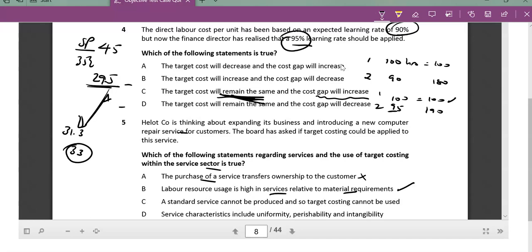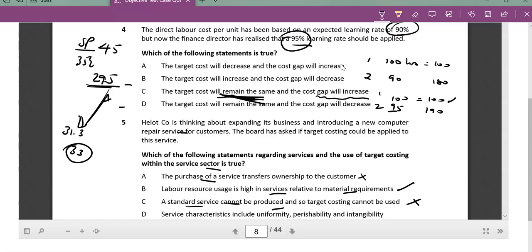Standard service cannot be produced. Now that's not true. We can. It is harder, but we can produce a standard service even within the service sector. This is quite normal. You can have a standard cost of producing, taking care of a hotel room, standardize the whole thing. Harder, but possible. So this is not true, as in what they're telling us.